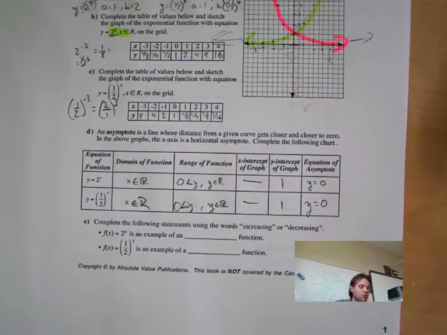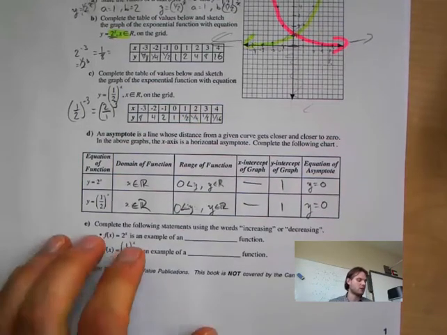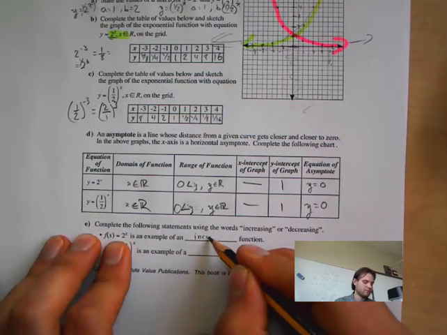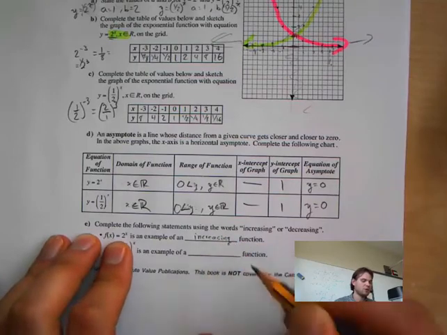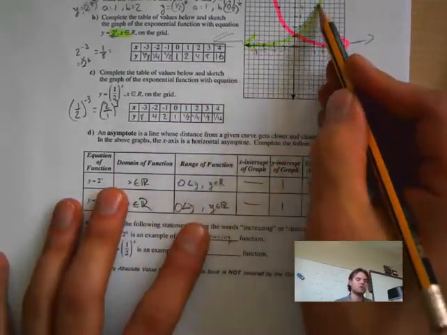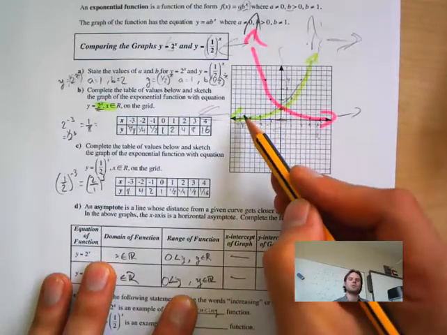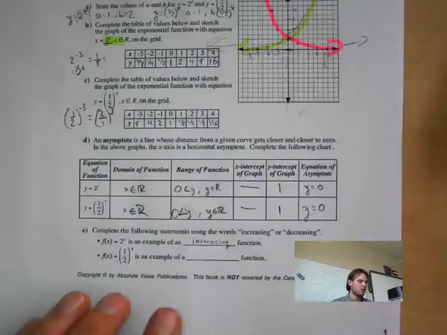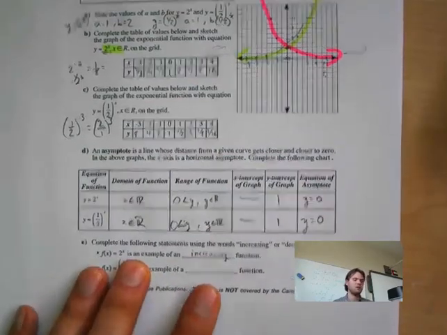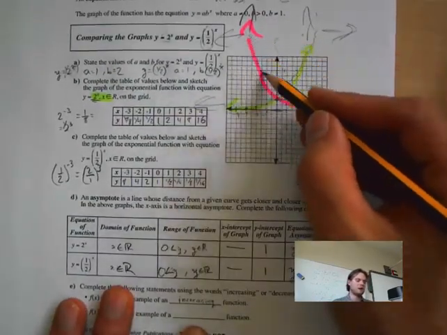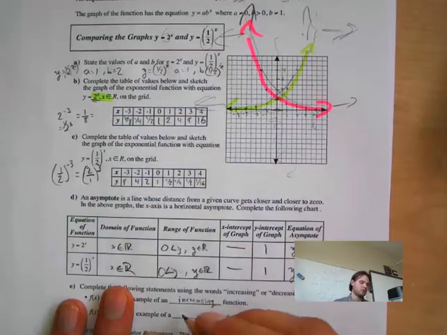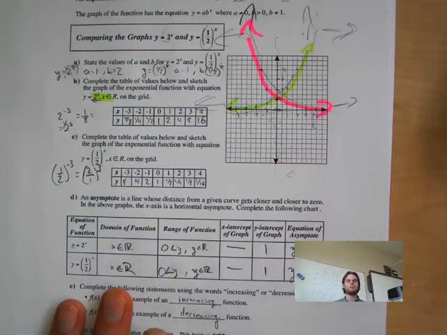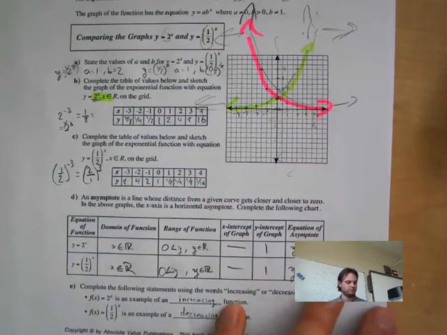So now it says complete the following in words of increasing or decreasing. So 2 to the power of x is an example of an increasing function. Why? Because we go uphill, so it is increasing. Next one is saying 1 over 2 to the x is an example of a, look at this, we're going downhill from left to right, so it is decreasing. We always go left to right.